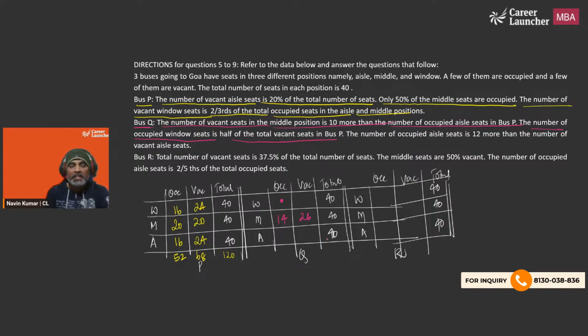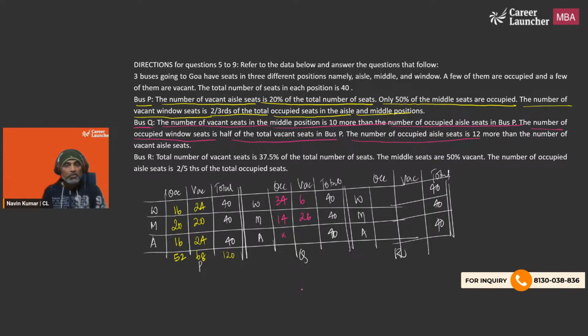Okay, the number of occupied window seats, we are talking about this particular cell, is half the total vacant seats in bus P. Total vacant seats in bus P is 68. So half of that is going to be 34, is occupied window, right? So this is 34, so this is vacant is 6.